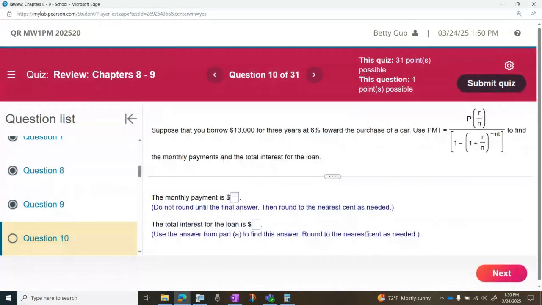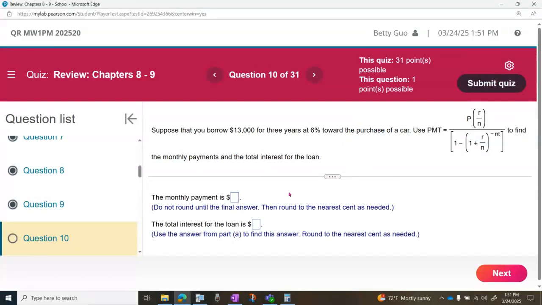Next, suppose that you borrow $13,000 for 3 years at 6% toward the purchase of a car. Use this formula to find the monthly payments and the total interest for the loan. Okay, this is a loan problem. I mentioned earlier, there are 3 types of problems where you may apply the TVM solver in the TI-84 calculator. This is the 3rd type of problem. The 2nd type is the annuity, which we have already just covered. The 3rd type is the loan. Car loan, home loan, same thing.